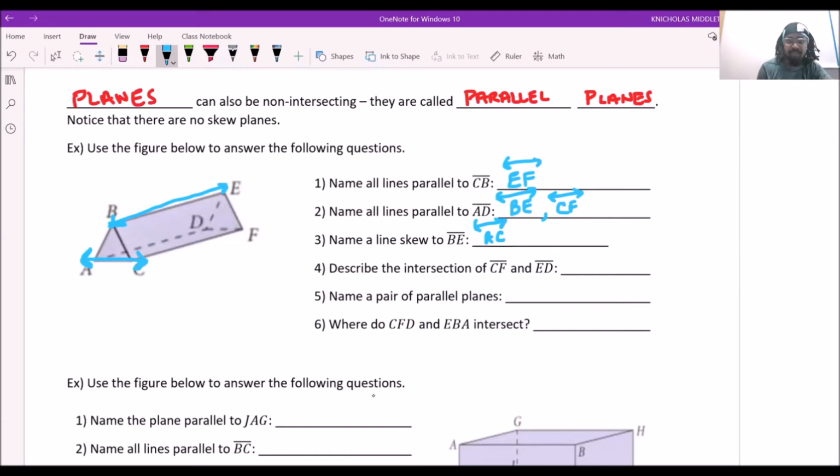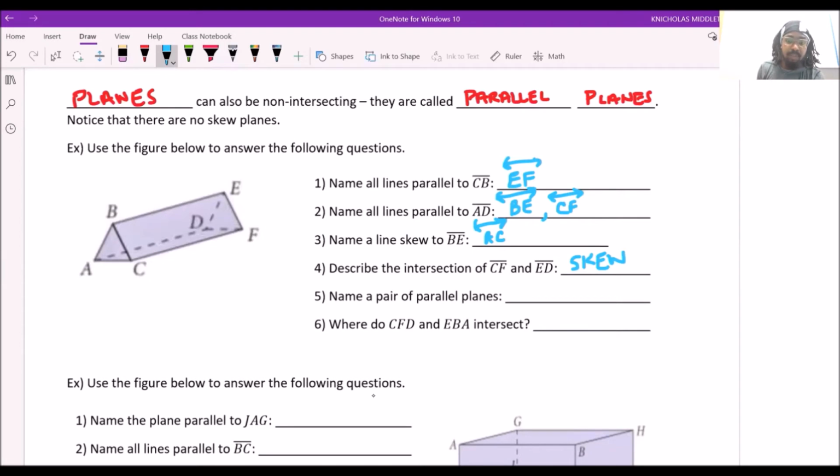Could also name DF. So describe the intersection of CF and ED. If we're just describing the intersection of CF and ED, CF is down here, ED is over there. They don't intersect, actually, okay? But that's because the lines are skew. Those are skew lines. They're not parallel. They don't go the same direction. They don't intersect because they don't share a plane.